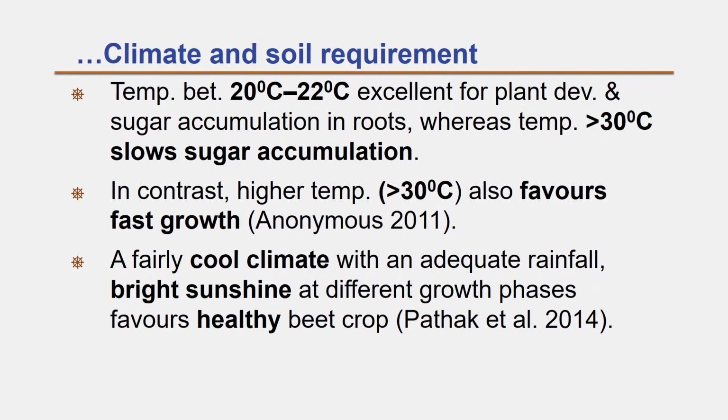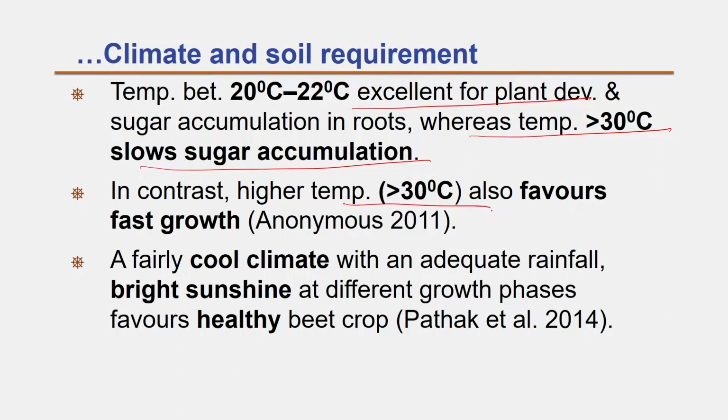Temperature between 20 to 22 degrees centigrade is excellent for plant development and sugar accumulation in roots, whereas temperature more than 30 degrees centigrade slows down sugar accumulation. So, that is why it is not very common in tropical countries. In contrast, higher temperature, which is more than 30 degrees centigrade, also favors fast growth, but that will be vegetative growth. A fairly cool climate with an adequate rainfall, bright sunshine at different growth phases favors healthy beet crop.